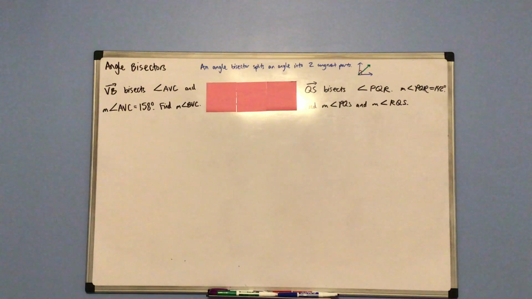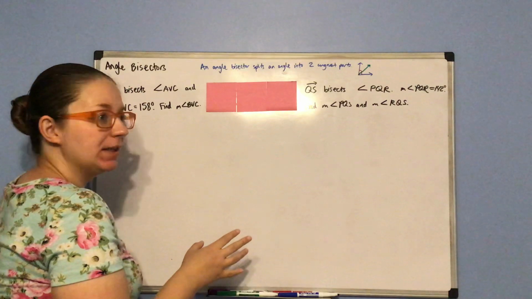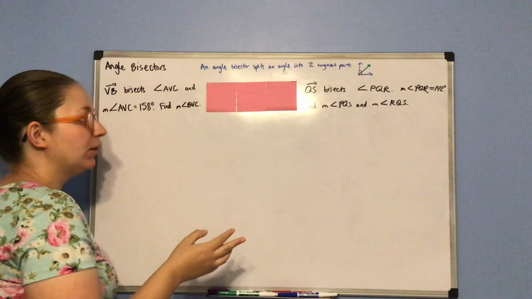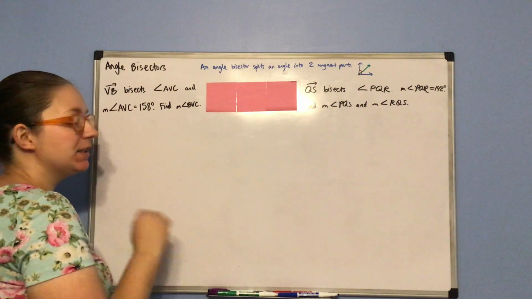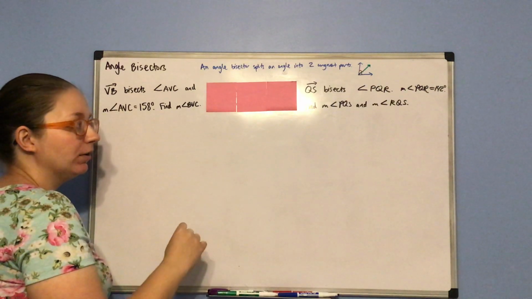Today we are going to be using angle bisectors and what angle bisector means in order to find some missing angles. A not very formal definition of angle bisector, there's a more formal definition in your notes, but basically what an angle bisector is, is a ray that splits one larger angle into two congruent parts.